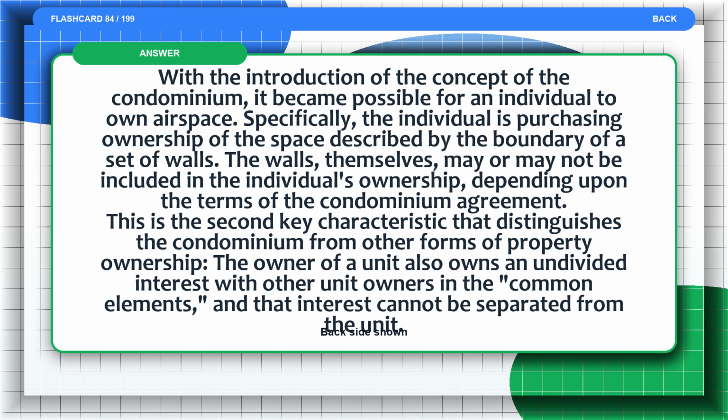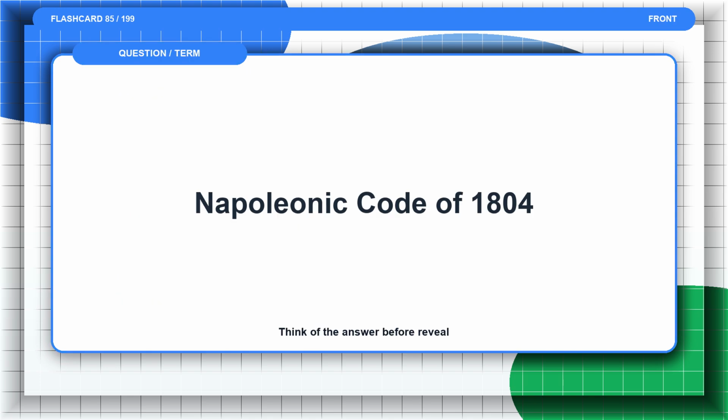The owner of a unit also owns an undivided interest with other unit owners in the common elements, and that interest cannot be separated from the unit. Flashcard 85. Napoleonic Code of 1804. Pause and think of the answer before the reveal.